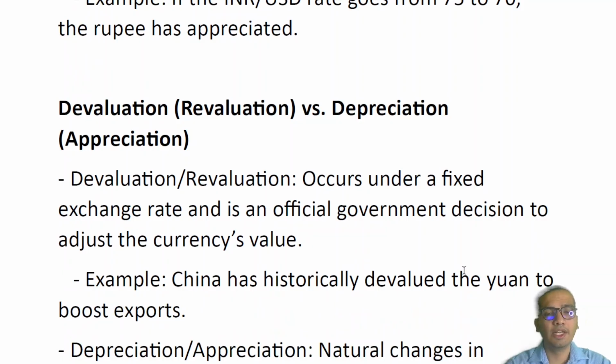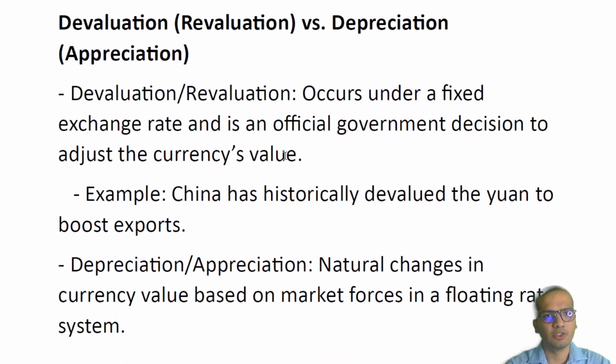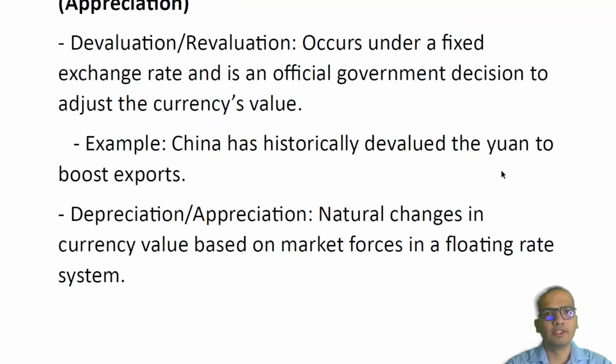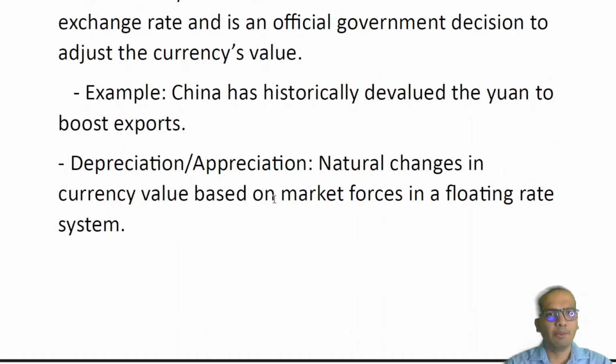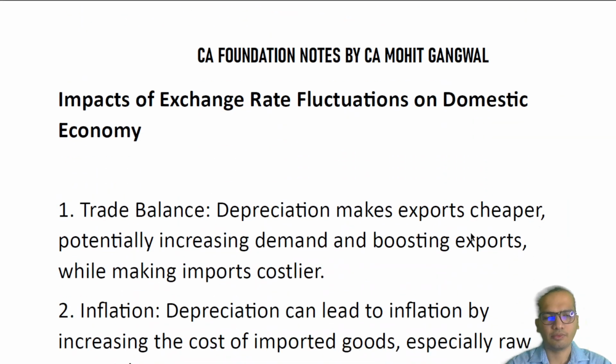Then comes devaluation or revaluation, versus depreciation or appreciation. Devaluation or revaluation occurs under a fixed exchange system and is an official government decision to adjust the currency value. Example: China has historically devalued the yuan to boost exports. Depreciation or appreciation are natural changes in a currency based on market forces in a floating rate system.